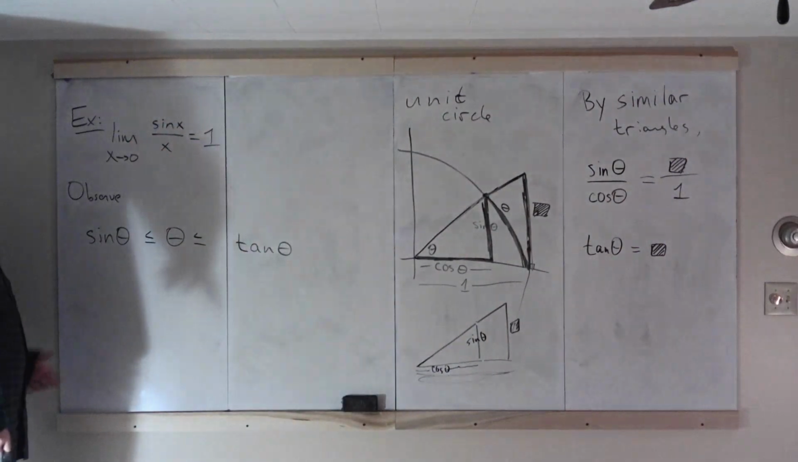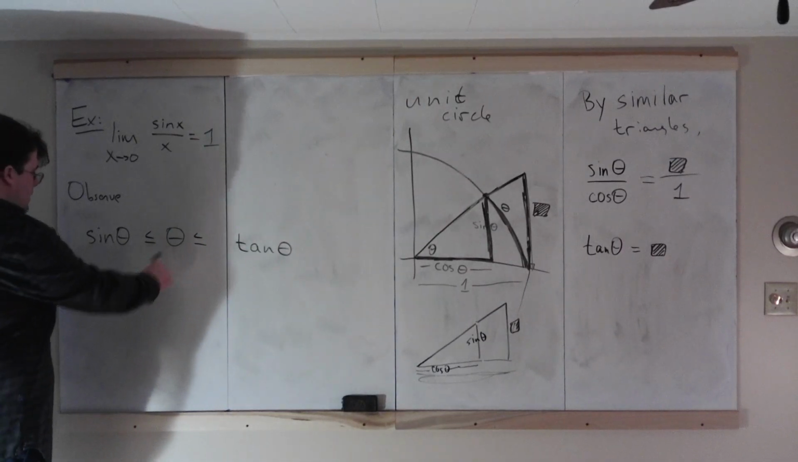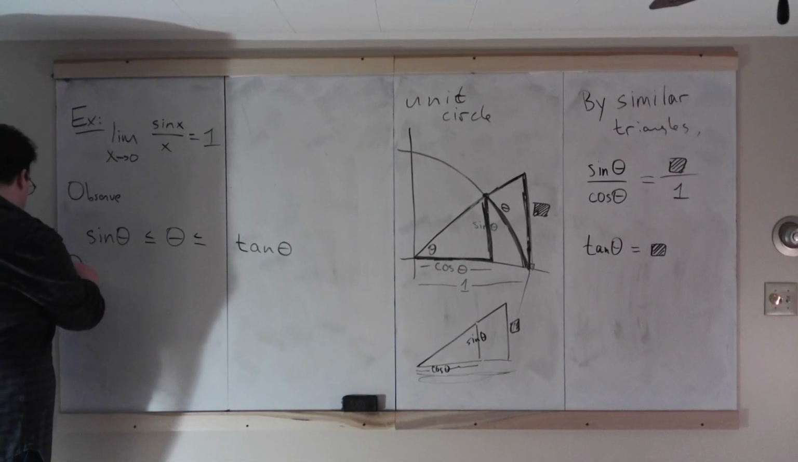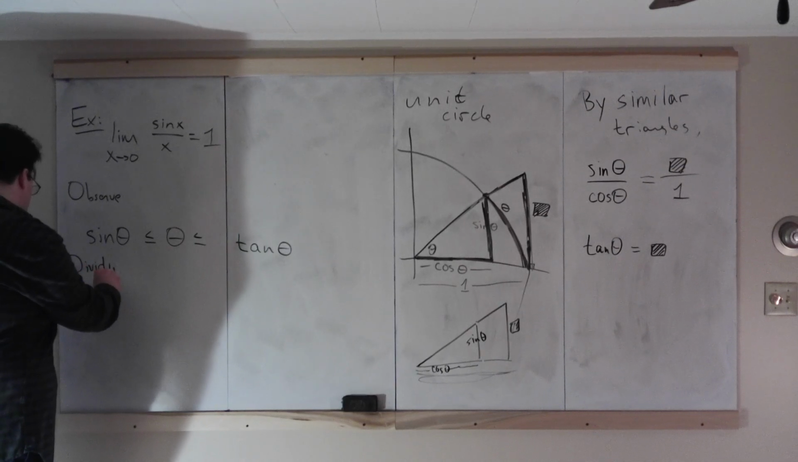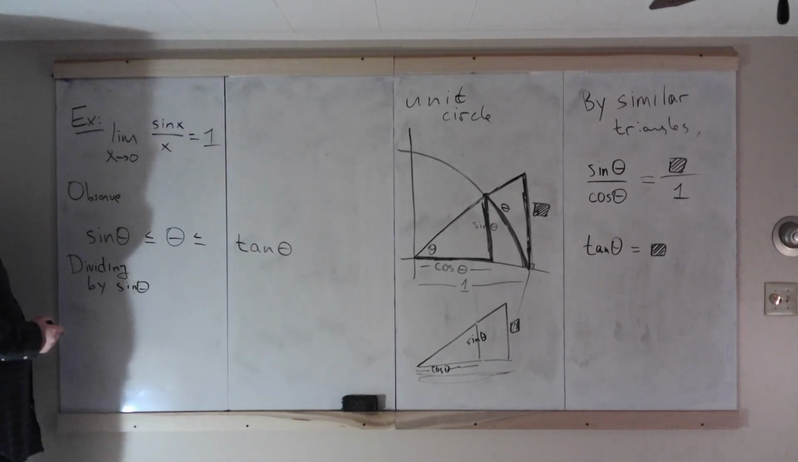Well, this isn't what we want. We want sine of x over x, sine of theta over theta, and we want that in the middle. How can we force that into existence? Well, we can start by dividing everything by sine of theta. What happens if we divide everything by sine of theta?